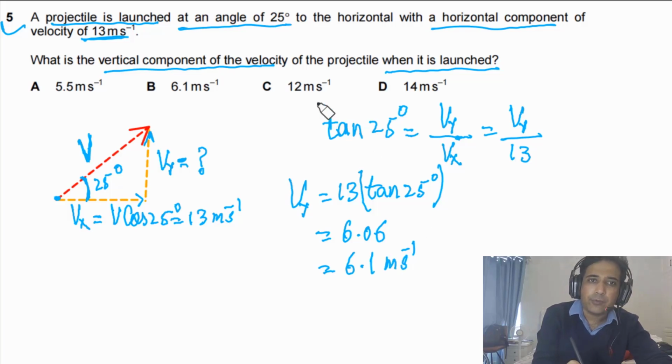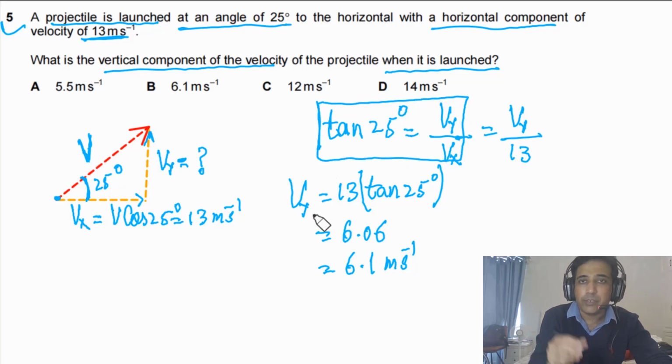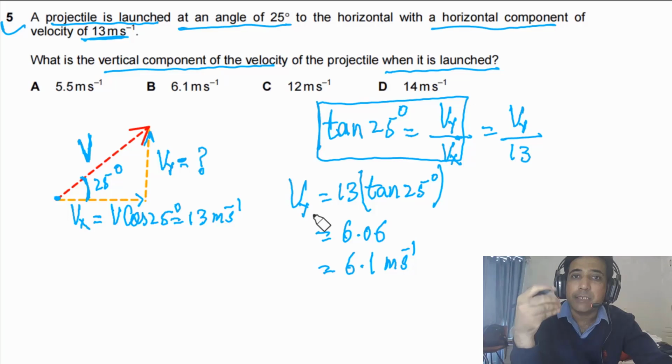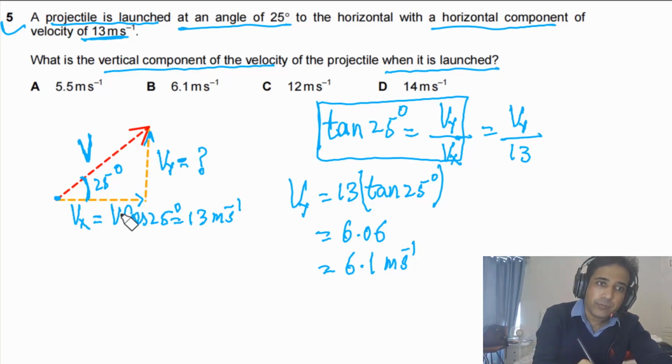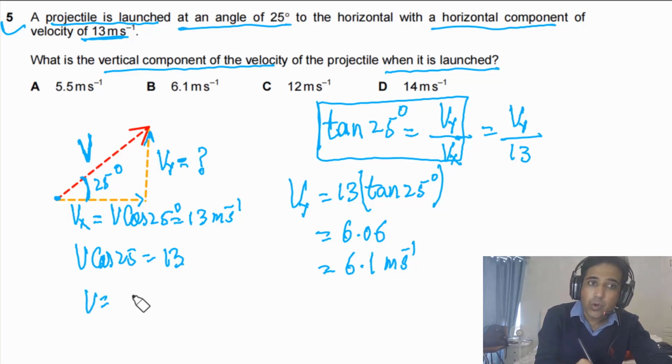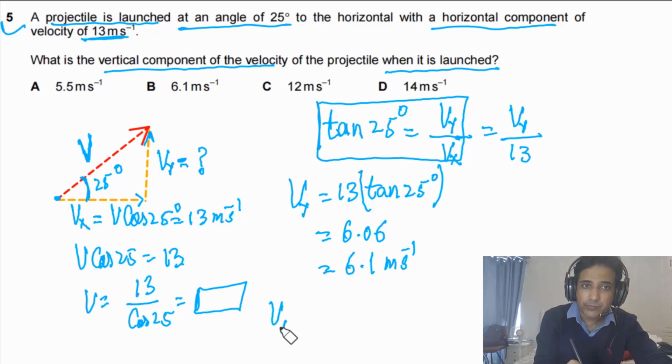So simply you have to use tangent of 25 degrees is equal to this one, and you can find value of Vy. This is a smart way, but also you can figure out value of V from here. Then you can also find the value of Vy. For example, if you have value of V from here, so we have Vx, so you can say V cosine of 25 degrees, this is equal to 13, so you can find value of V, that will be equal to 13 divided by cosine of 25. You will get one answer here, and then you can write down Vy.